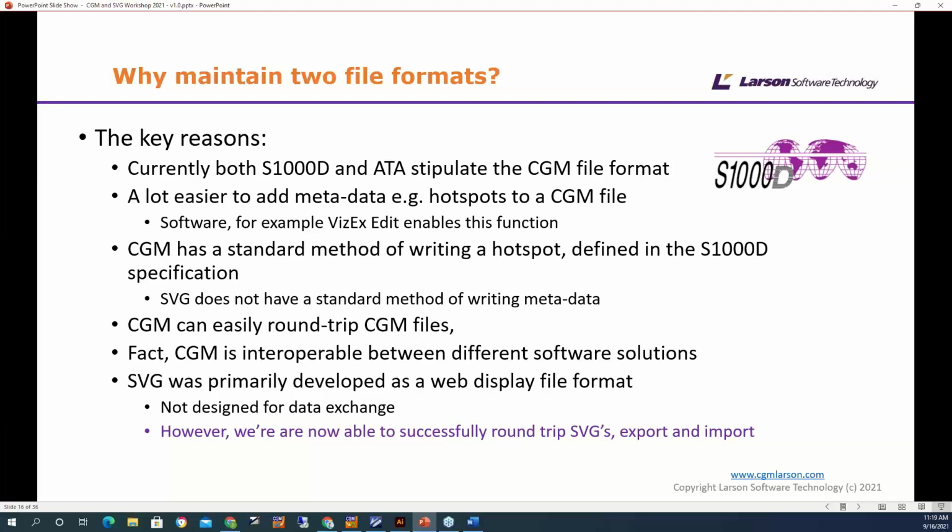So with CGM, we can easily round trip files. That really gives CGM interoperability between software solutions, which has been an issue with SVG, and probably until now. So with SVG, as I said, it was primarily developed for web display, not designed for data exchange. But now we've had some great success actually round tripping SVGs, so you could actually use it as a native format, and we'll hopefully demonstrate that later.